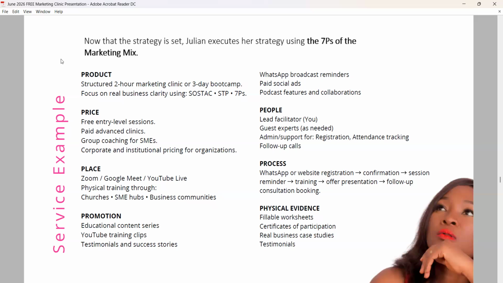What is the price? Free entry, like we're doing. Paid advanced clinics when I'm working with people that own communities or SME communities, business schools, or alumni. Group coaching for SMEs, corporate and institutional pricing for organizations. I work with NGOs who train and empower business owners as well.